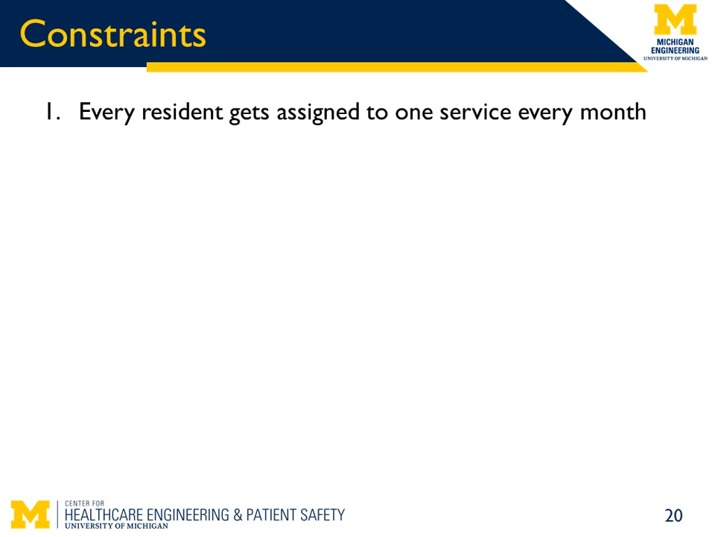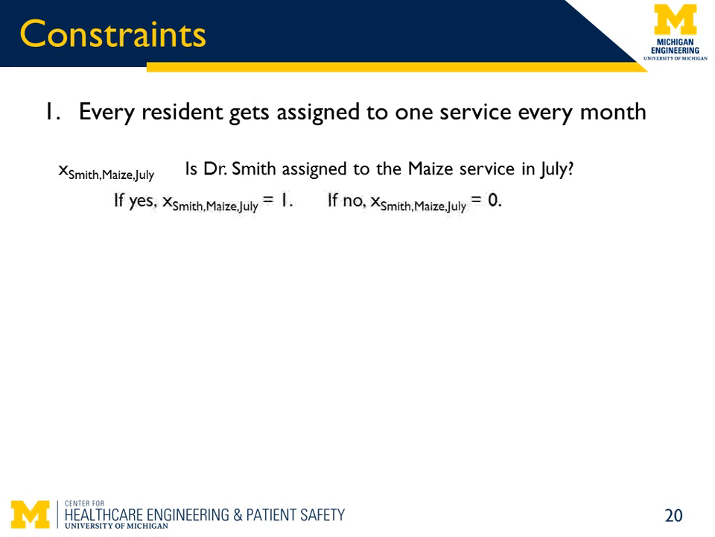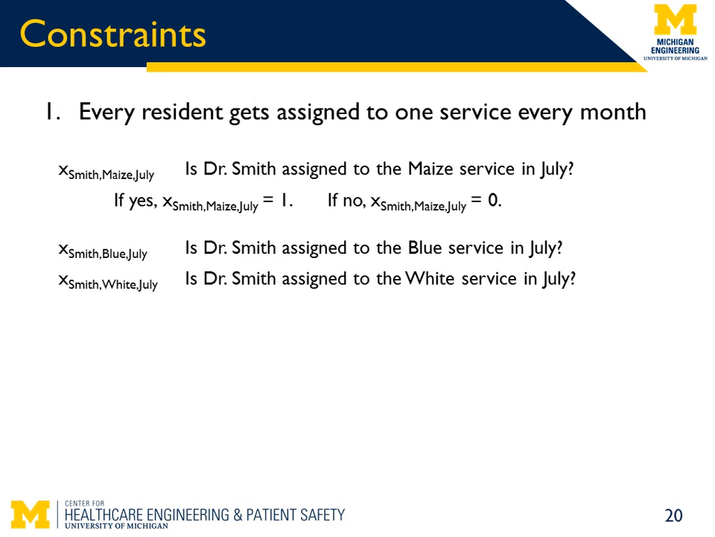So, for example, if we look at Dr. Smith and the Maize service in July, we can decide, are you being assigned to that service in that month? It's pretty simple. If yes, it's a 1. If not, it's a 0. But we can also have the same or similar decision variables for the Blue service, the White service, and any other service there is. For now, let's just assume that there are the 3 of them. And we need to have exactly one service that we're assigned in the month of July. So can anyone suggest how we would actually put those decisions together to form a constraint?